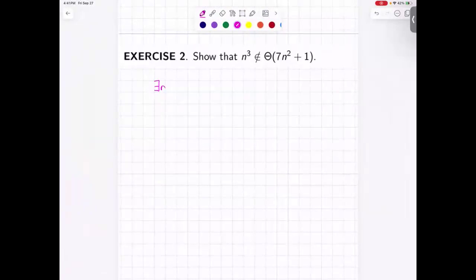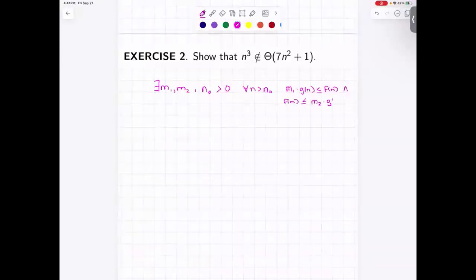So the definition of theta is that there exists an m1, I'm going to shorthand it here, m1 and m2 and an n naught all greater than 0, where for all n greater than n naught, m1 times g of n is going to be less than or equal to f of n, and f of n needs to be less than or equal to m2 times g of n. So we really want to bind that f of n by two different multiples of g of n. Okay, so let's now write our problems.